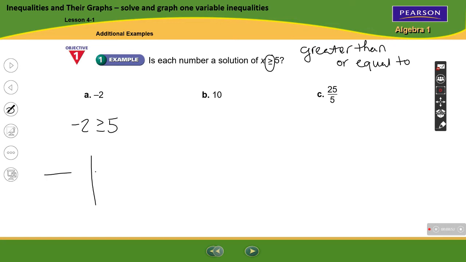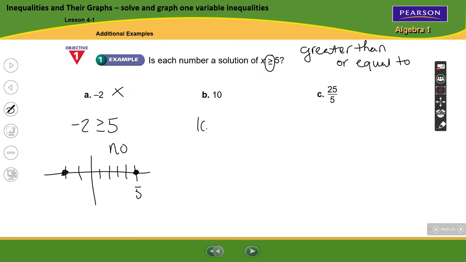So if I look at a number line, -2 is over here, 5 is right here, and since 5 is further to the right, 5 is actually greater, so this is not true. That is not a solution. So no, not a solution to the inequality.